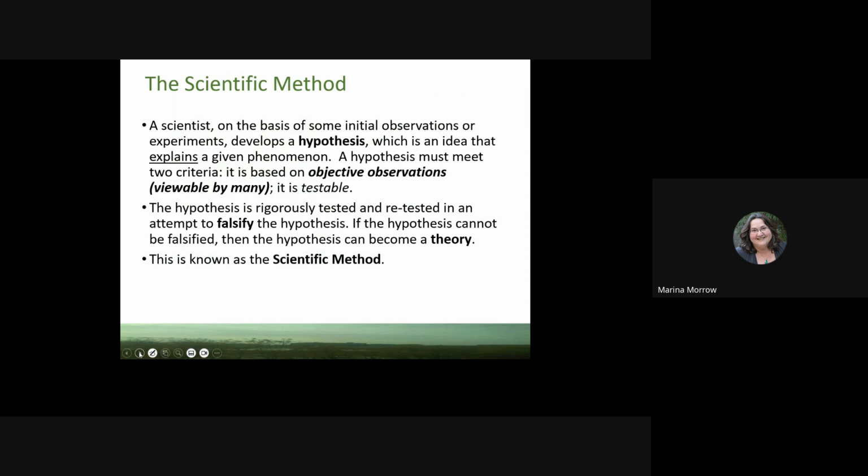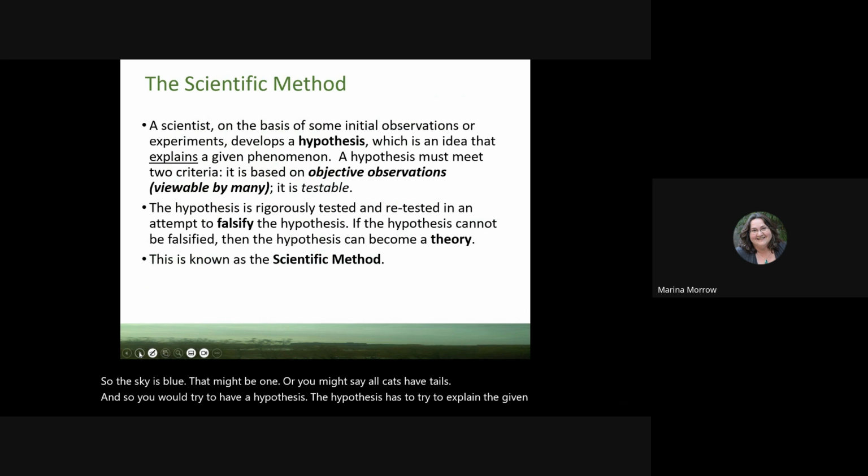Okay, so a scientist takes an initial observation. So the sky is blue. That might be one. Or you might say all cats have tails. And so you would try to have a hypothesis. The hypothesis has to try to explain the given phenomena. So you might say, well, the sky is blue because maybe oxygen is blue. So you try to use your best knowledge. So you might know that air has oxygen in it. And so that might be a guess that you would have. So basically, we call a hypothesis sometimes an educated guess.